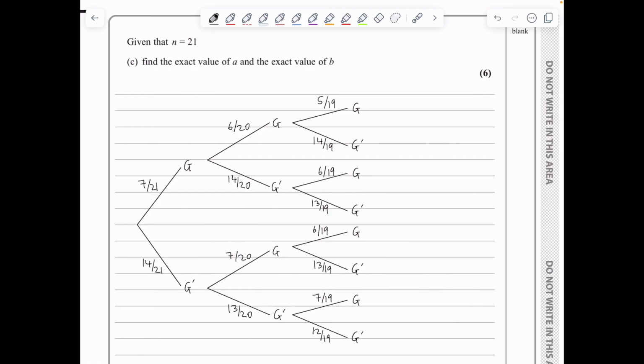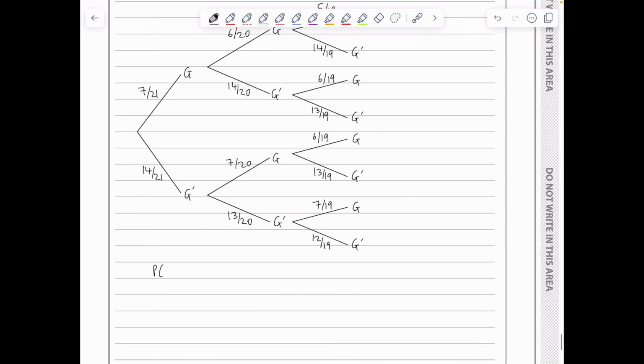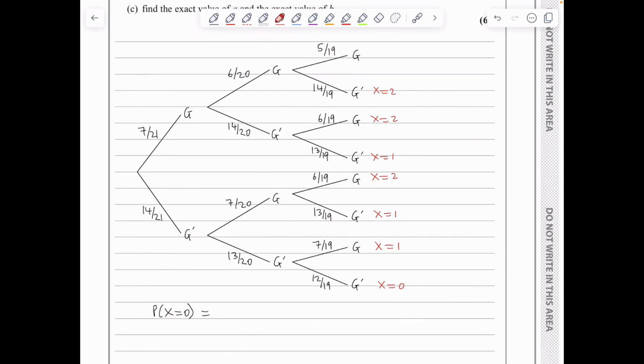And we need to find the exact value of A and B. So to do that, I will start by finding the probability of x is 0. Now the probability of x is 0 is simply the probability of drawing no greens. So it's the last branch here. This x is 0. Remember, we are counting the number of greens. So here we've got x is 1, x is 1, x is 2, x is 1, x is 2, x is 2, and x is 3.